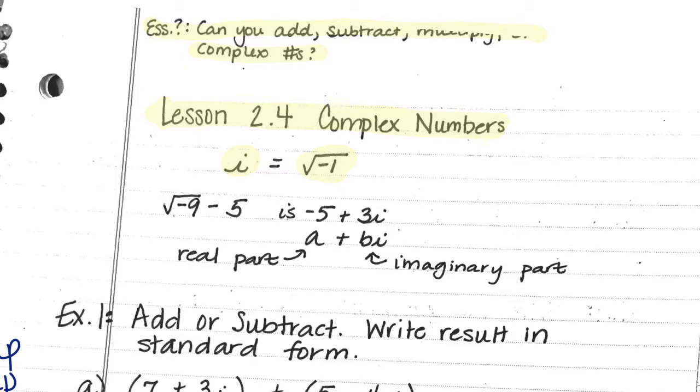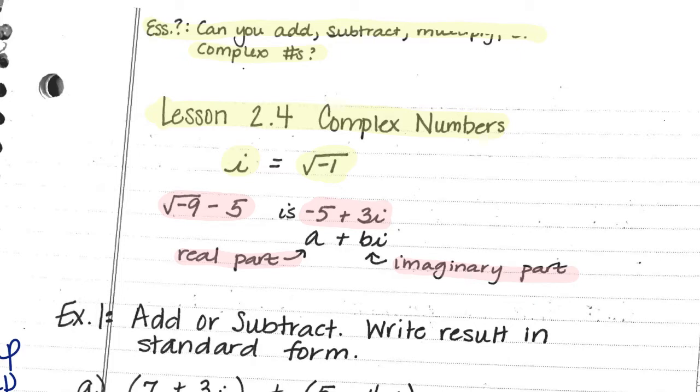So here's a little example of what complex numbers look like. The square root of -9 minus 5 really is -5 plus 3i. The real part is the first part, the imaginary part is the second.